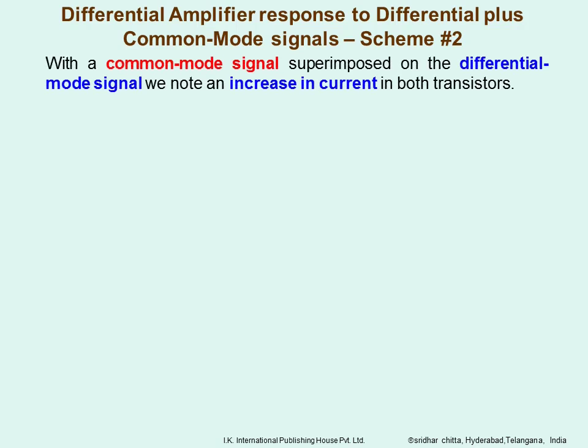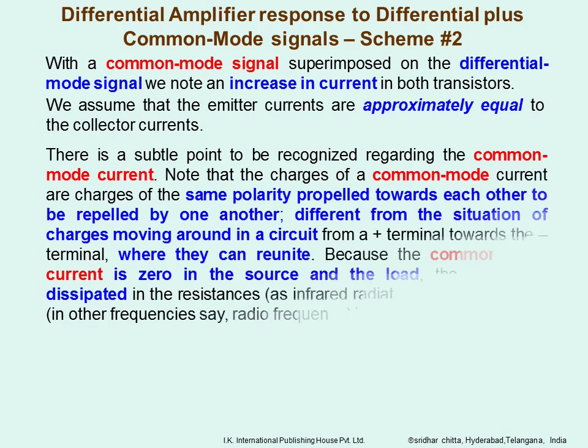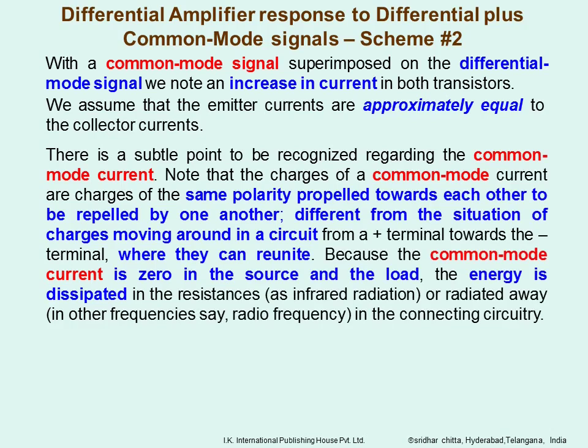With a common mode signal superimposed on the differential mode signal, we note an increase in current in both the transistors. We assume that the emitter currents are approximately equal to the collector currents. There is a subtle point to be recognized regarding the common mode current.